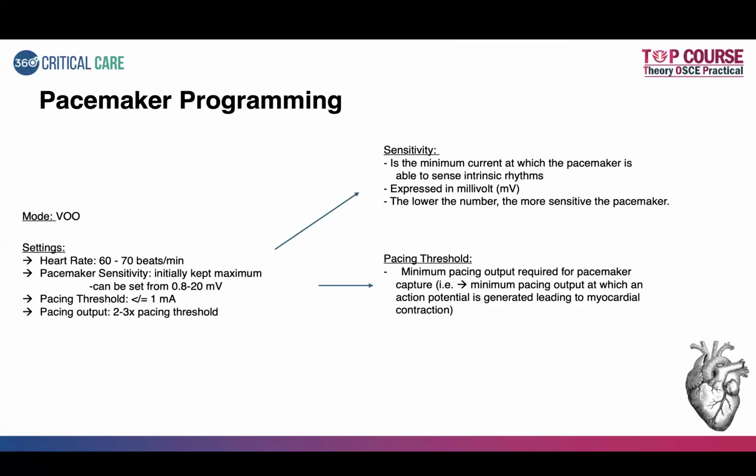The next thing is about the pacing output, which should be kept at 2 to 3 times the pacing threshold. Pacing output is the current with which the pacemaker produces a brief pulse, that leads to depolarization of the myocardium. So the 3 definitions that need to be kept in mind are the sensitivity, the pacing threshold, and the pacing output.